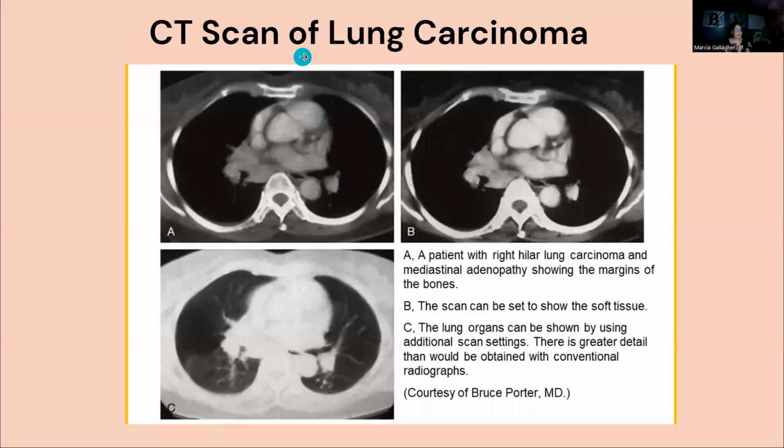So this is a CT scan of a lung carcinoma. And again, this is in your book. It's broken up into an A, B, C category here. So let's just do A. A patient with right hilar lung carcinoma and metastatic adenopathy, showing the margins of the bones. So that is what is being described here. That's what you're seeing.